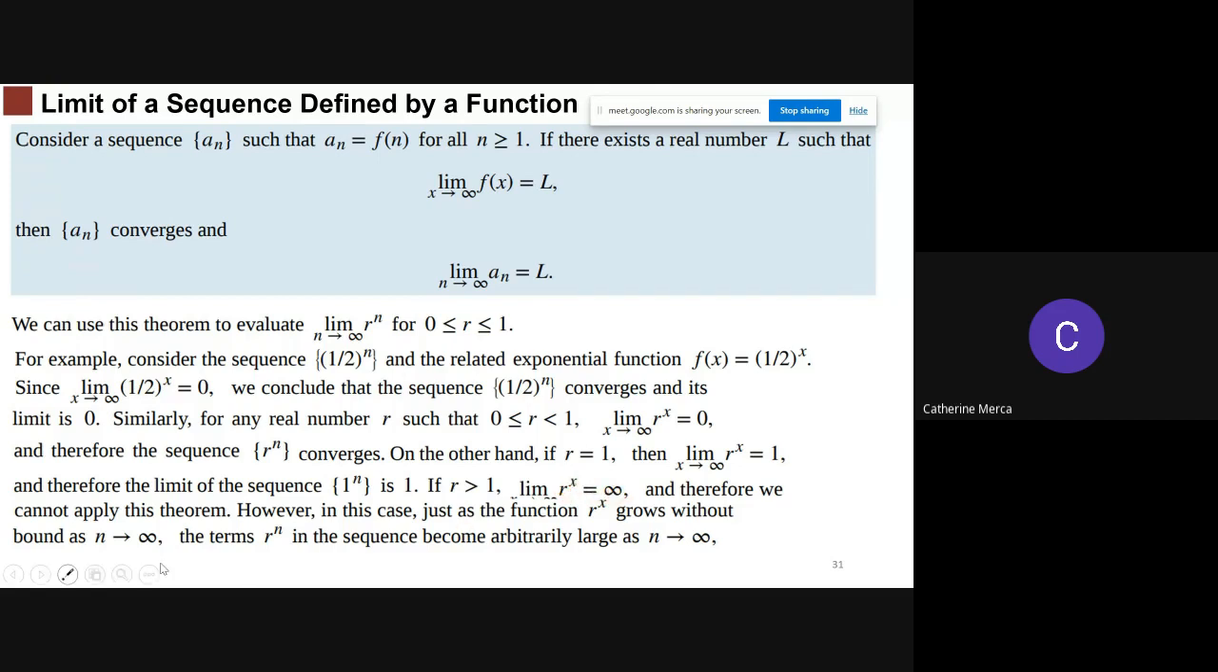So, r to the x grows without bound as n approaches infinity. So we conclude that the sequence this time diverges to infinity if r is greater than 1. So it only converges if r is less than 1. If r equal to 1, the answer is 1. But if r is now greater than 1, then it will be divergent.